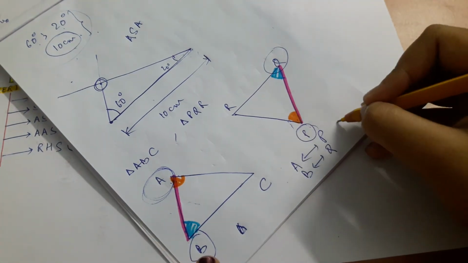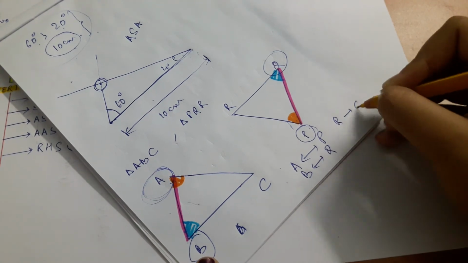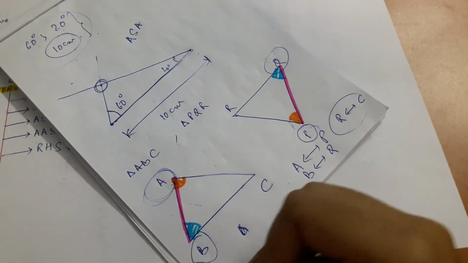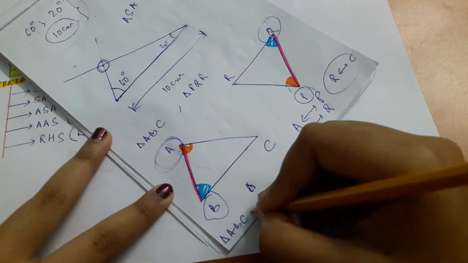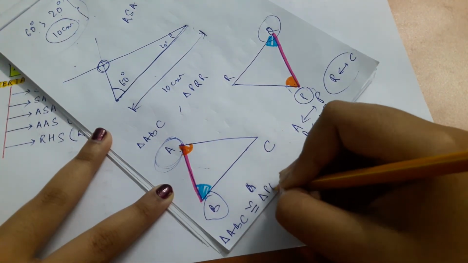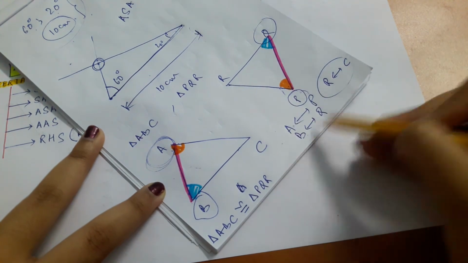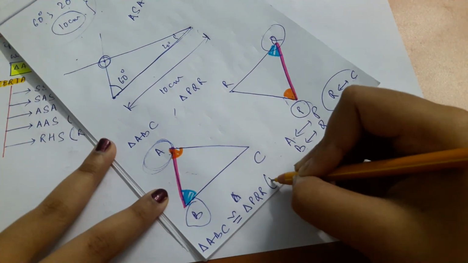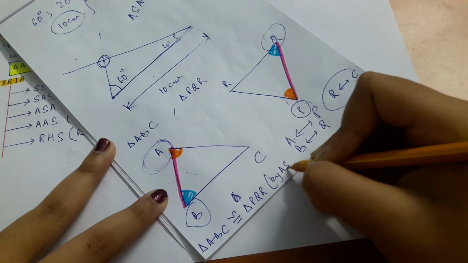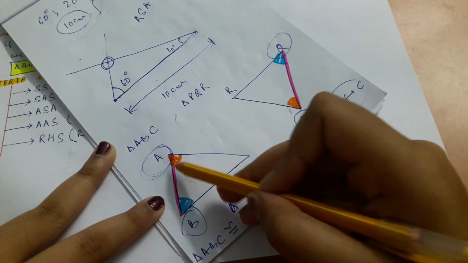So ultimately, R is superimposable on C. So I can say triangle ABC is congruent to triangle PQR. See, ABC, PQR. Okay, by ASA congruency. Angle, side, angle.